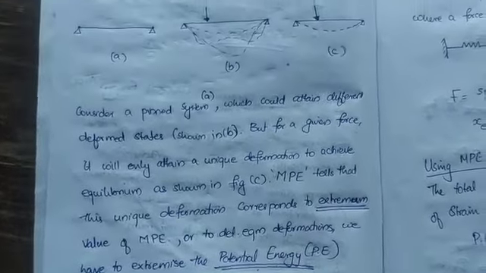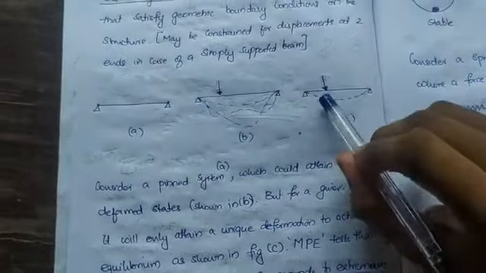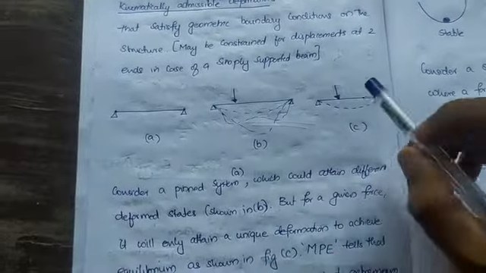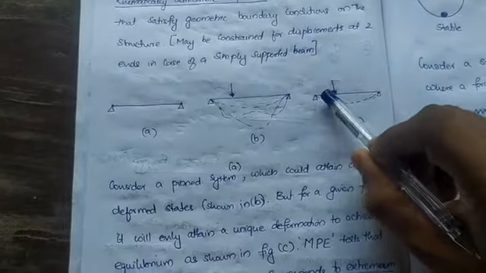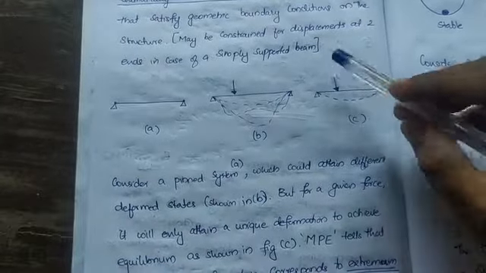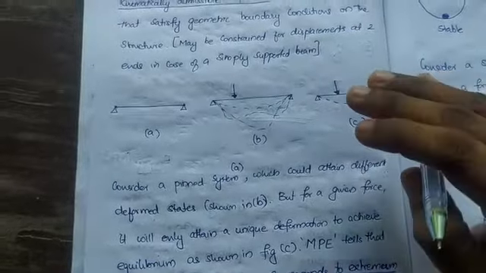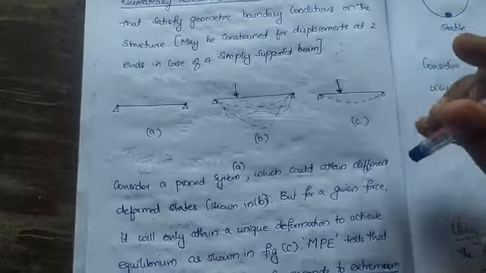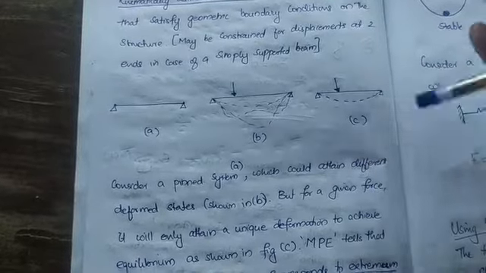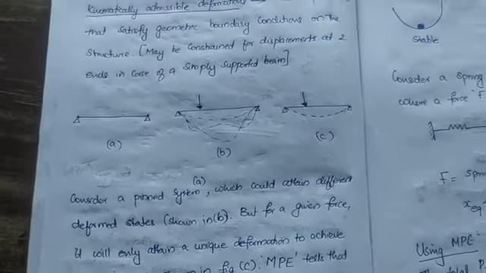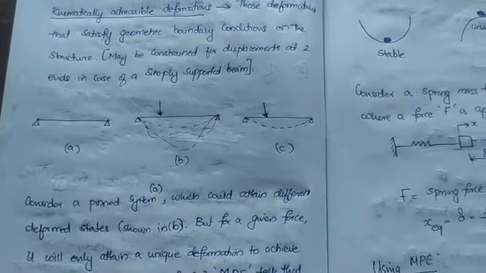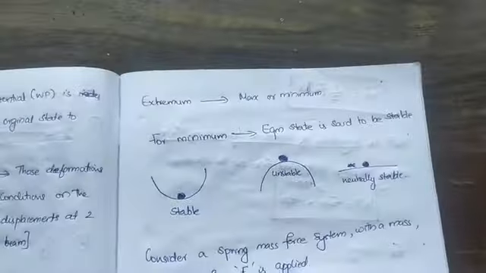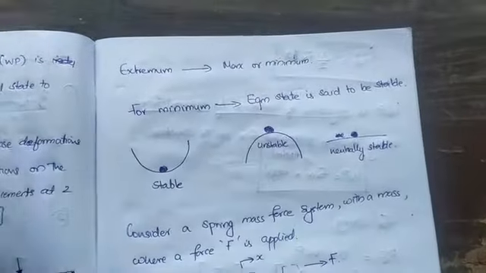So minimum potential energy states that there will be a point at which the potential energy will be minimum, and at that point the system will attain its equilibrium. We'll understand it once again by proving it. Now, extremum means it can be maximum or minimum.